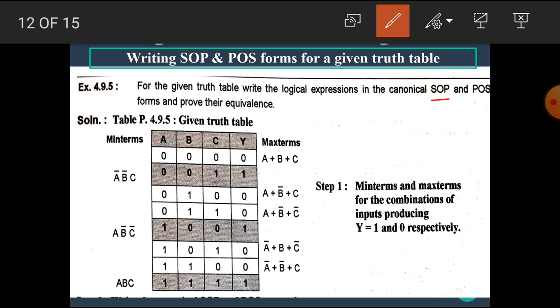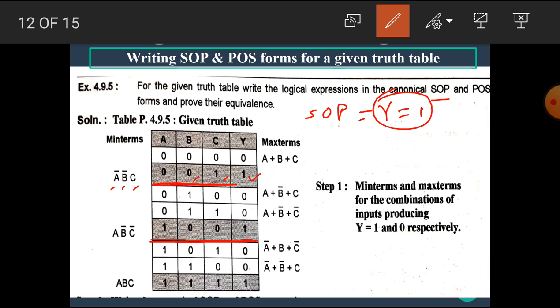Okay, first of all, let's consider the canonical SOP. For the SOP, we have to consider y is equal to 1. Here we get y is equal to 1. Hence we can write the minterm for this: a is equal to 0, hence we write a bar. B is equal to 0, hence we write b bar. C is equal to 1, hence we write c. Again we get here y is equal to 1.